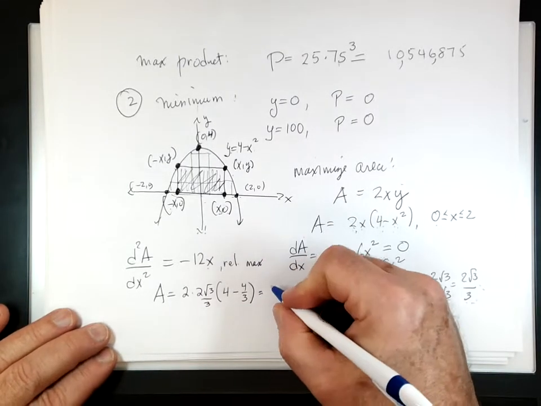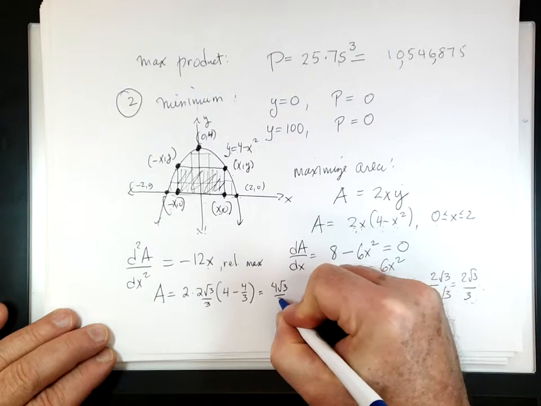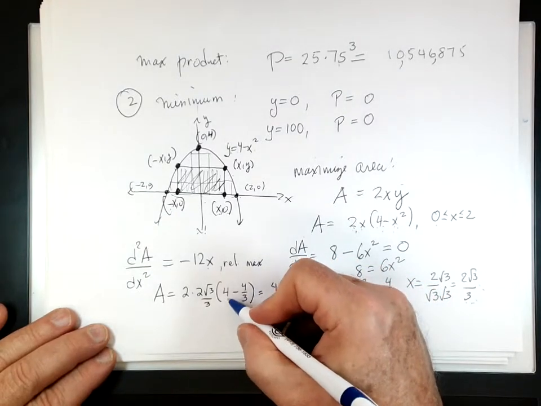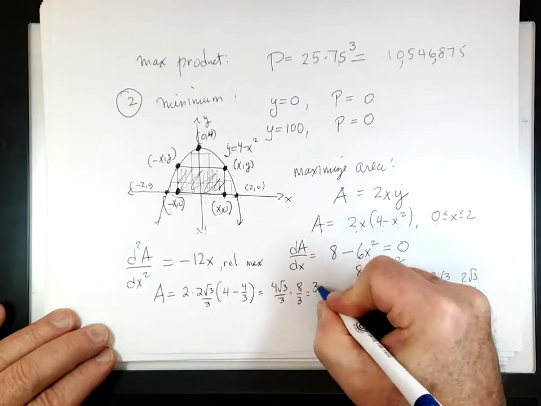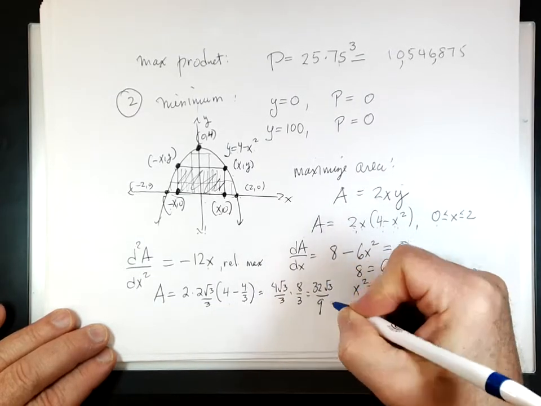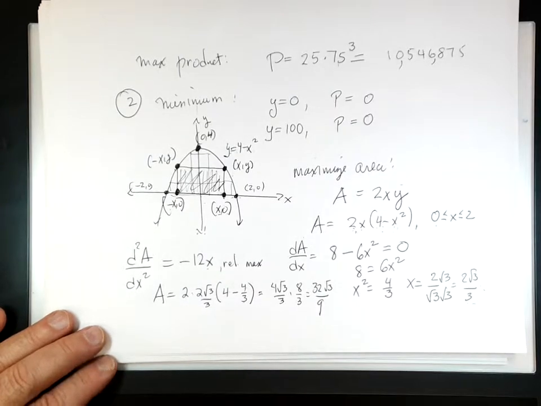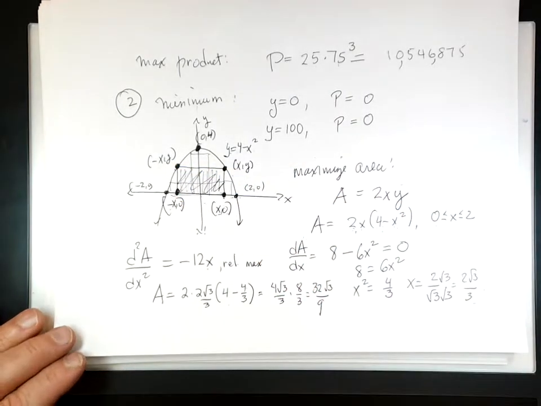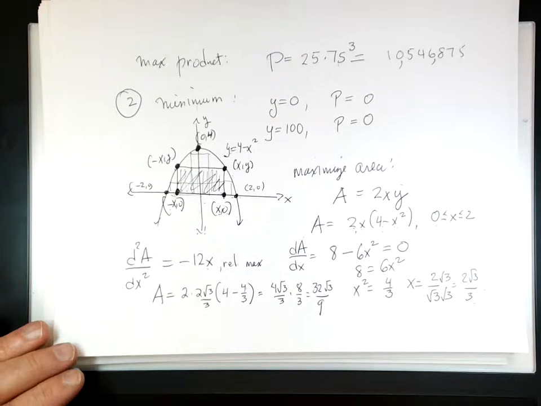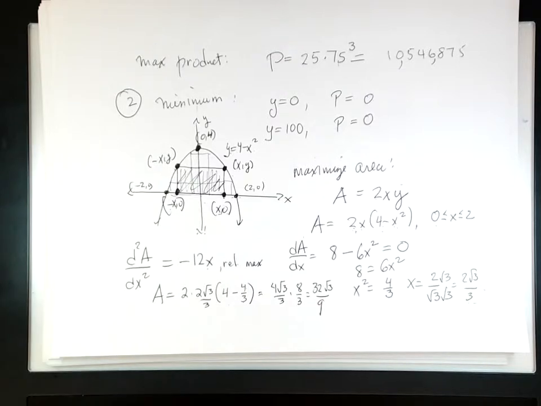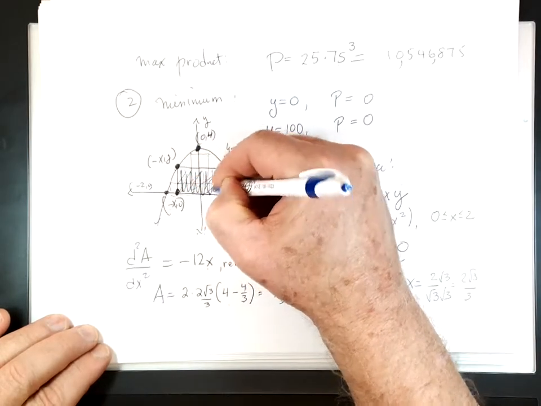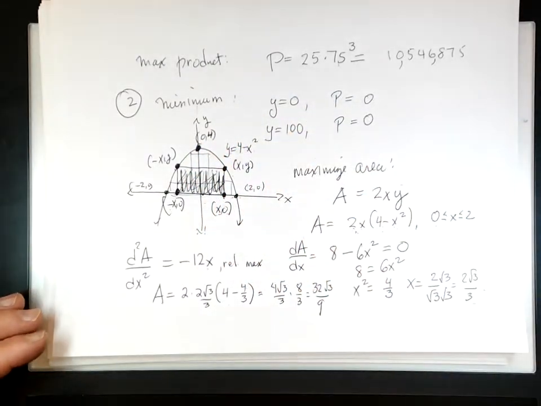I might as well do it out. So you get 4 square roots of 3 over 3 times (12/3 minus 4/3). That's 8/3. That's 32 square roots of 3 over 9. That would be the maximum area of that rectangle inscribed inside that parabola. That's the area at x equals 2 square roots of 3 over 3. Is that the max area of that rectangle? That is correct. But you would have to still find the y, correct?